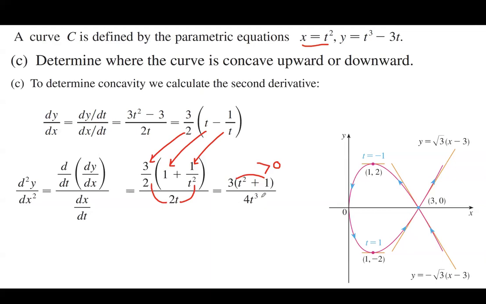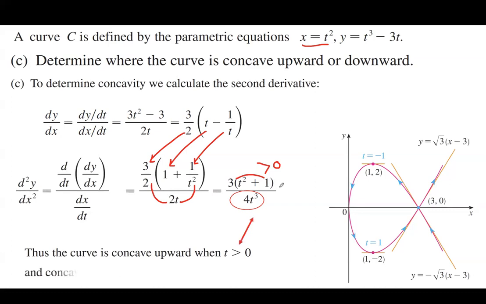The only important part is t cubed, which determines the positivity or negativity of the second derivative. This is important. So obviously, the curve is concave up when the second derivative is positive. When the second derivative is positive, it means that t must be positive. When t is positive, your numerator is always positive, so the fraction becomes positive.